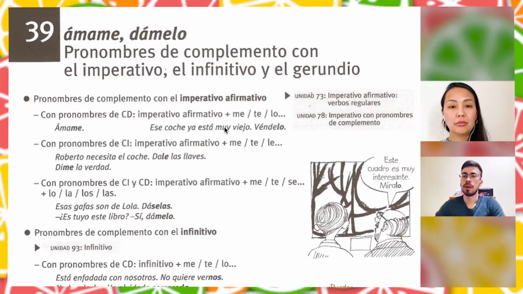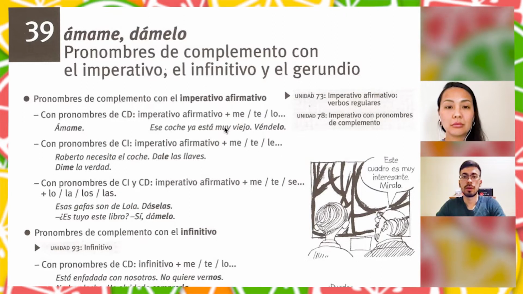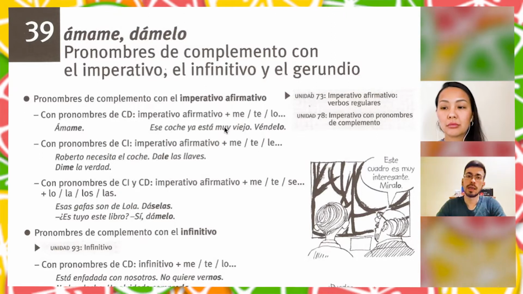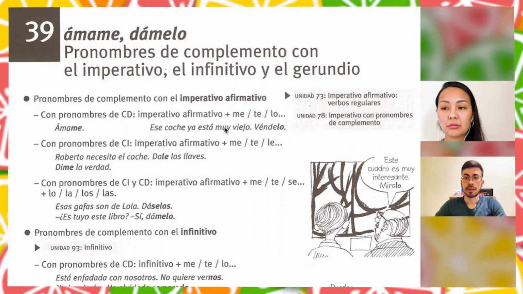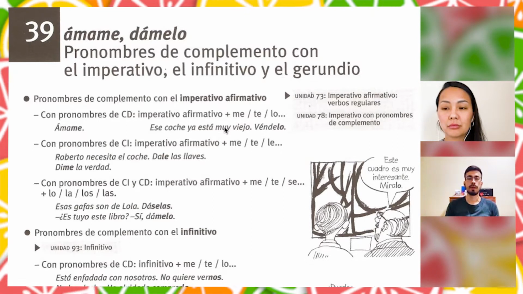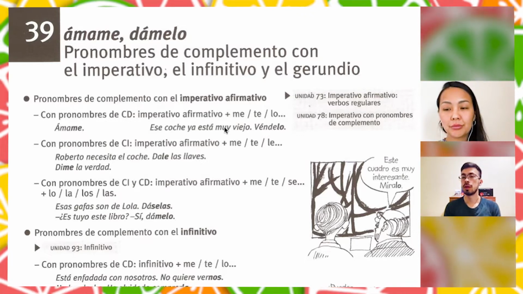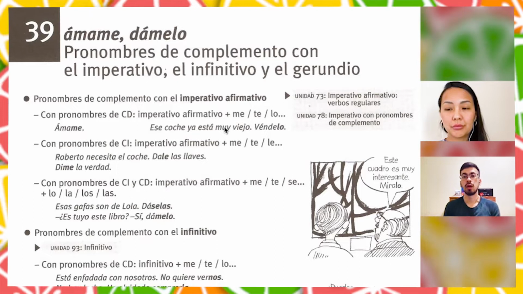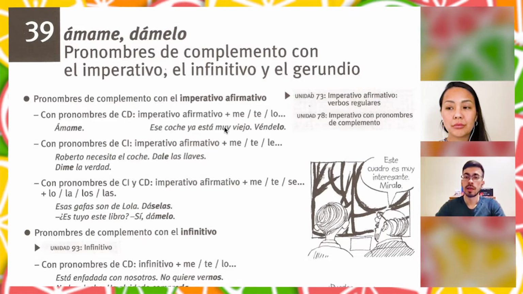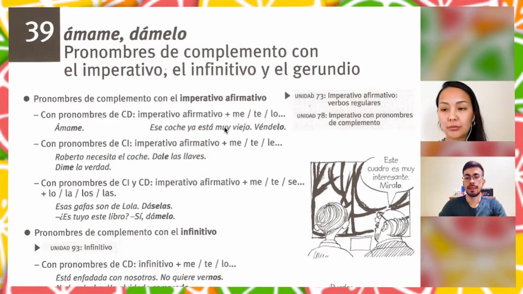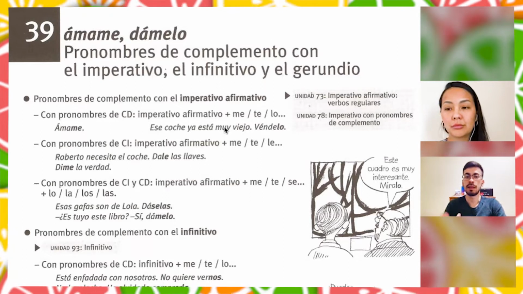So with imperatives, we can use these three complements: direct, indirect, and both together, right? For direct, do you remember the pronouns? Me, te, lo, nos, os. So we will use them and we will add them to the end of our verb in imperative form.